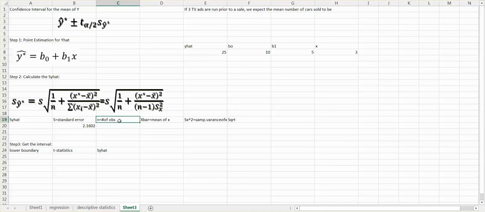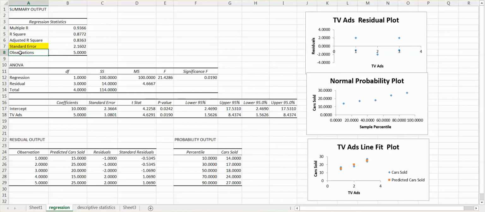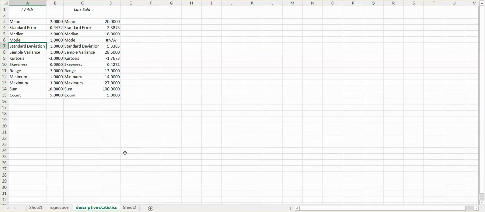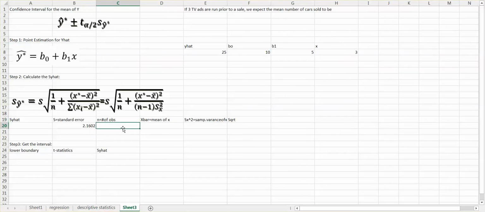So the number of observations. If you go back to the regression output, still in the first table we have observations. So we got 5. So 5 is our number of observations, which is the value for n. Then the x bar, the mean of x, and the sample variance of x.